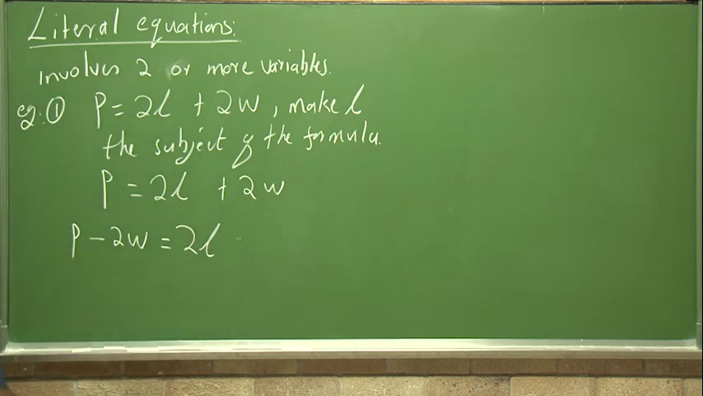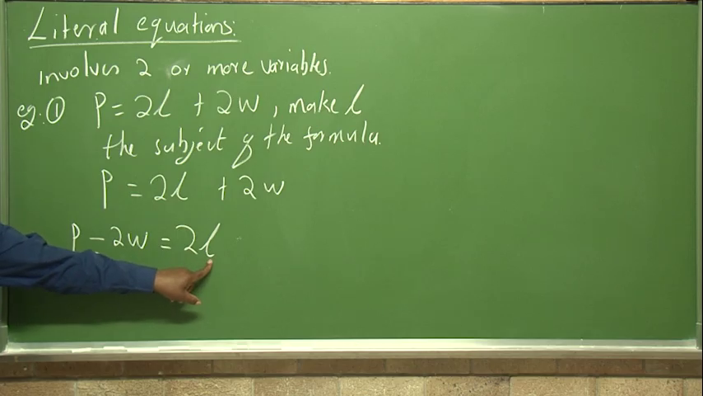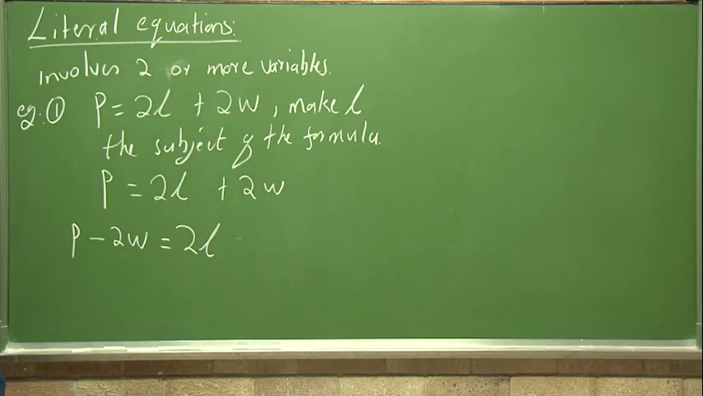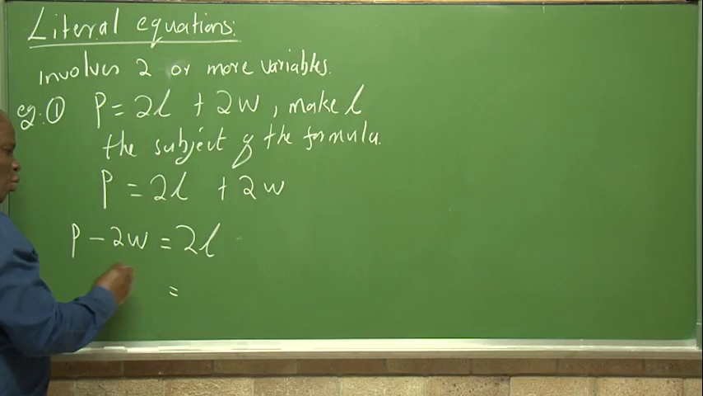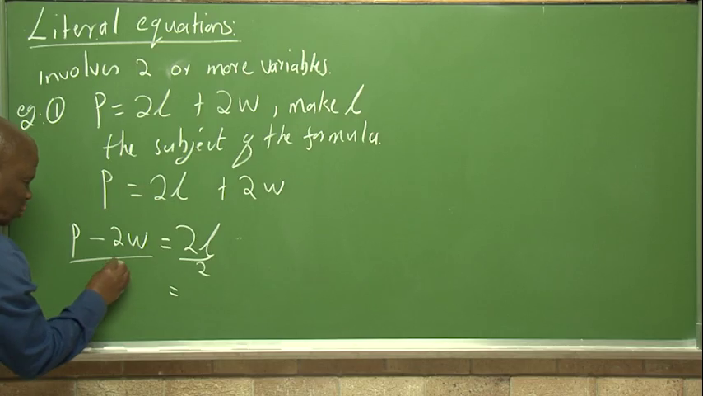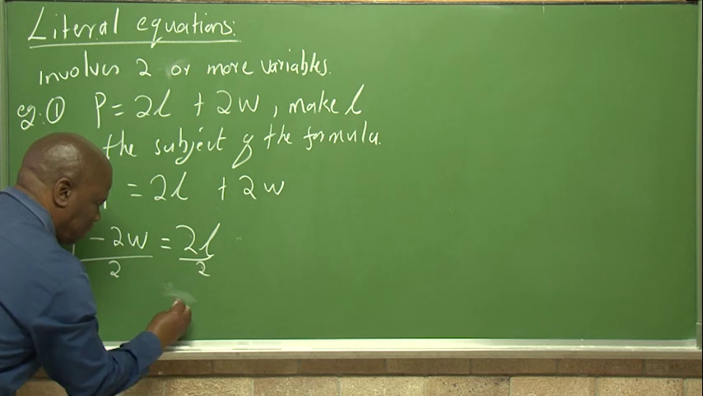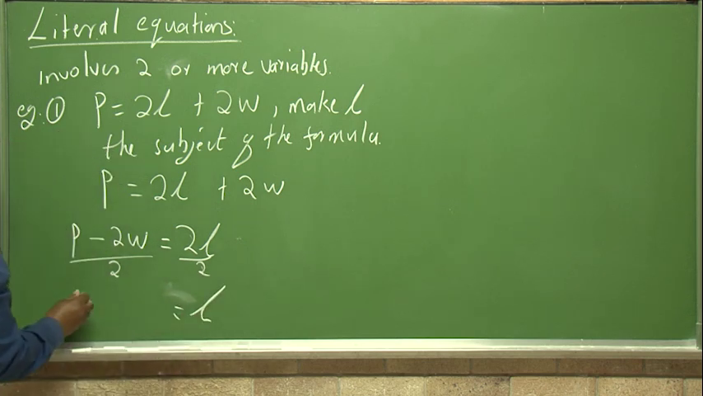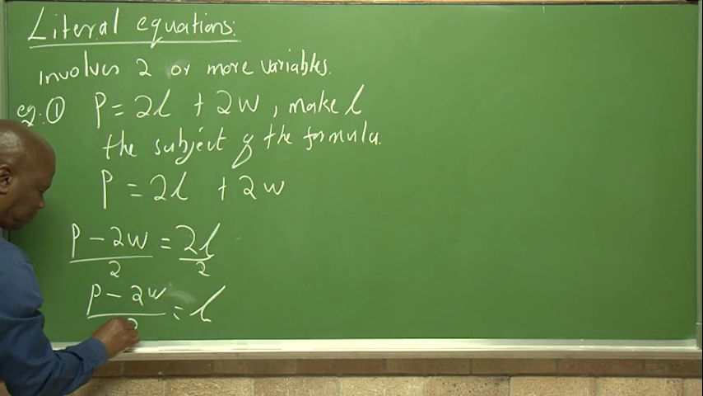Now the question is, make L the subject of the formula. How do I eliminate this 2 so that I can only be left with L? You divide by 2 both sides. The golden rule in mathematics: what you do on the left, you also do on the right. If you divide by 2 this side, even on the left-hand side you divide by 2. So this 2 will cancel that one, and you'll only be left with L. On the left-hand side, you have P minus 2W over 2.